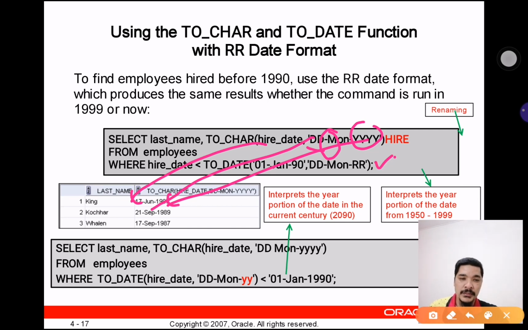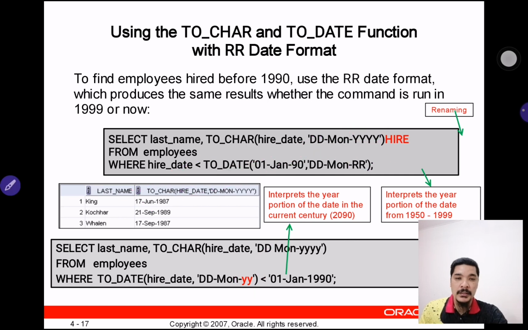So this is the difference. RR interprets the year between 1950 to 1999. And for this example, if we are using YY, this interprets the current century. So if we are in the year 2020, we are in the current century, so that's why we are going to use YY. This is the difference between when to use RR and when to use YY. But you still get the same format elements, DD, MON, TH, whatever it is. Right, so the next one.